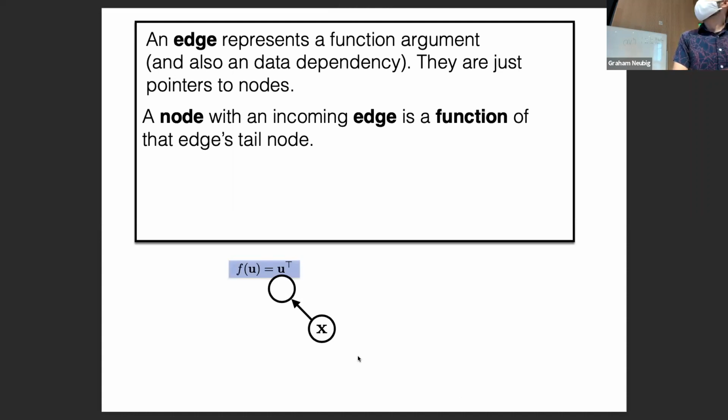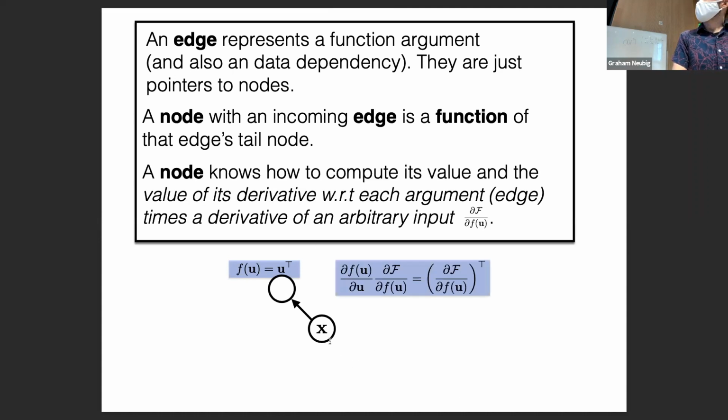A node with an incoming edge is a function of the edge's tail node. So this transpose is a function of x. And importantly, a node knows how to compute its value, and the value of the derivative with respect to each argument times the derivative of an arbitrary input. So basically, the reason why this second part is really important is because it allows us to calculate the gradients of, for example, inputs or parameters at the beginning of the graph. So I'm going to talk about that in a second.